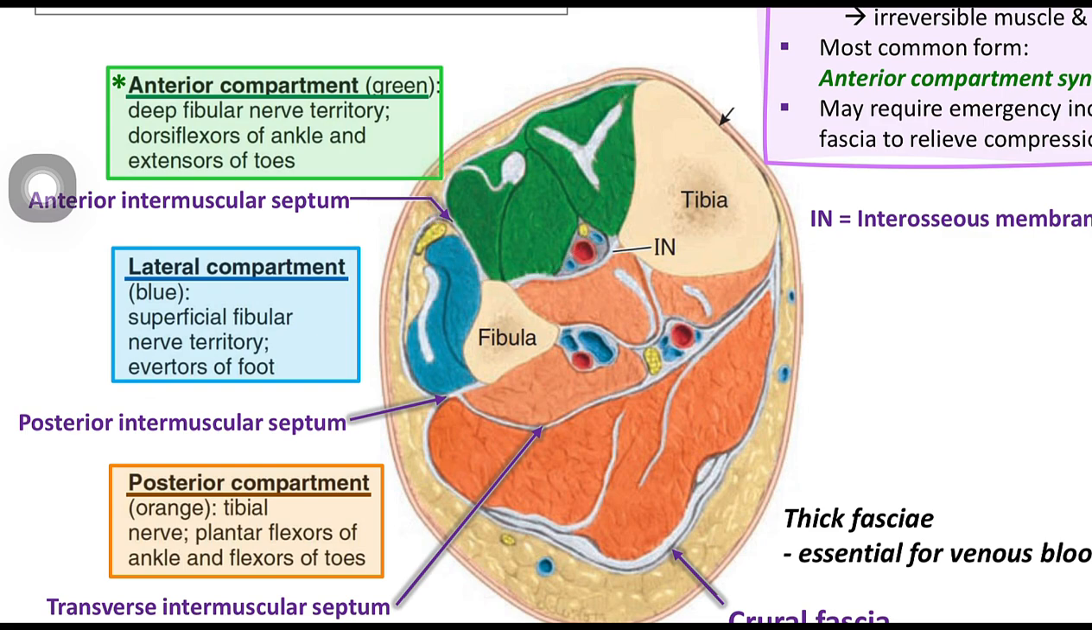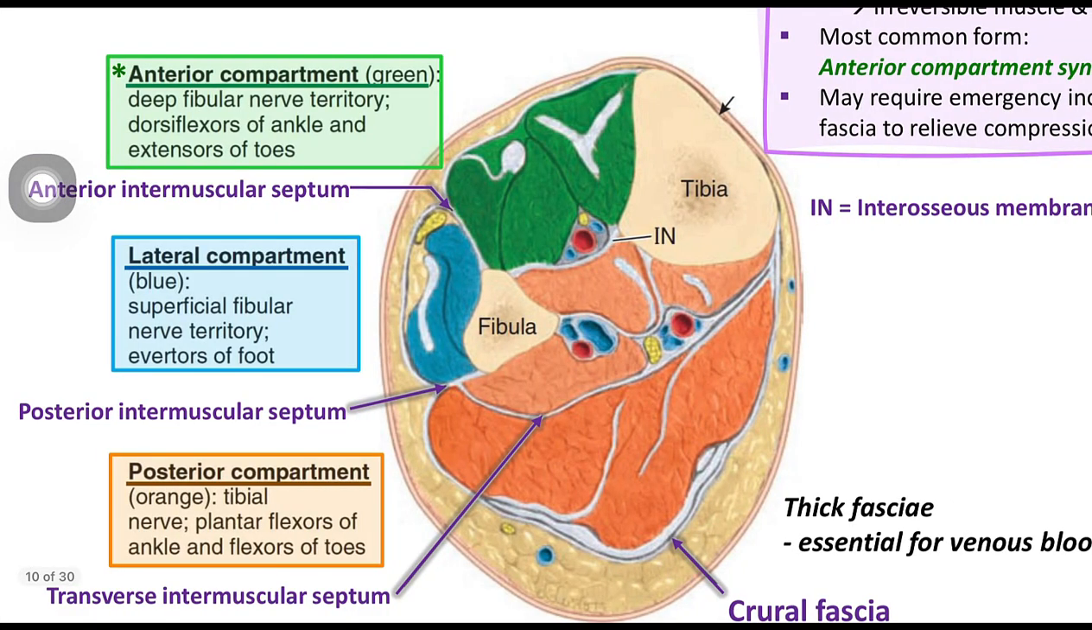So it is innervated by the deep fibular nerve, right? And it also contains the dorsiflexors and the extensors of the toe. We will come to these one by one later. But here, one important point is one nerve, one life, one love, right? One nerve, one artery, one vein, most of the time here, okay? So here we have the deep fibular nerve, and also the anterior tibial arteries, okay?